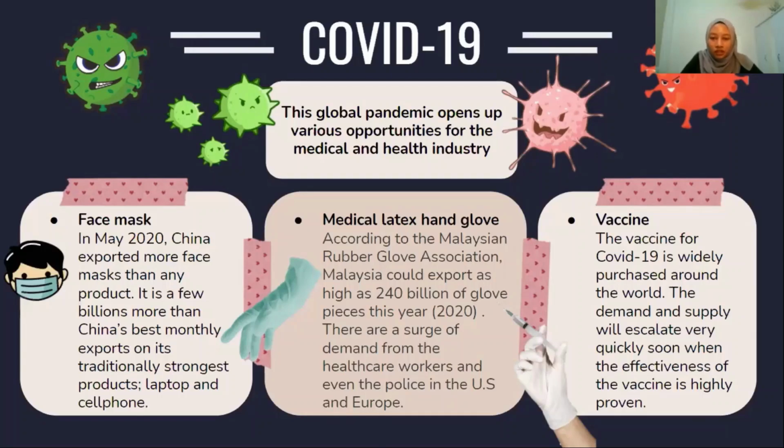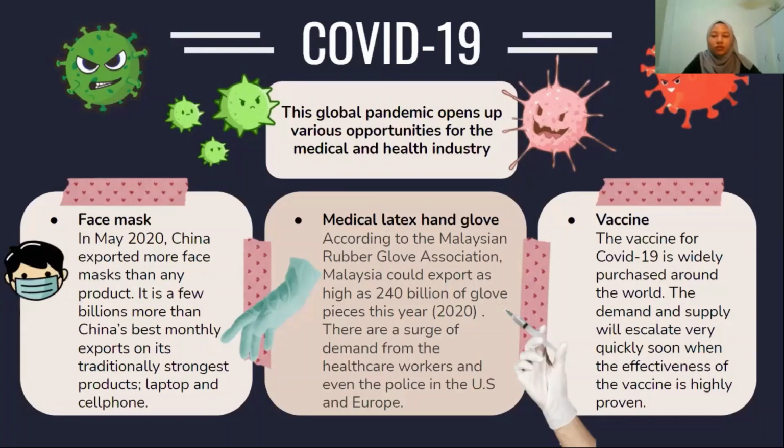So the next example is medical latex hand gloves. This particularly happened in Malaysia. According to Bloomberg Business Week, Malaysia is the world's largest source of medical gloves, with a market share of about 65%. According to the Malaysian Rubber Glove Association, Malaysia could export as many as 240 billion glove pieces this year. There is a surge of demand from healthcare workers and even the police in the US and Europe. So the next example is vaccine.